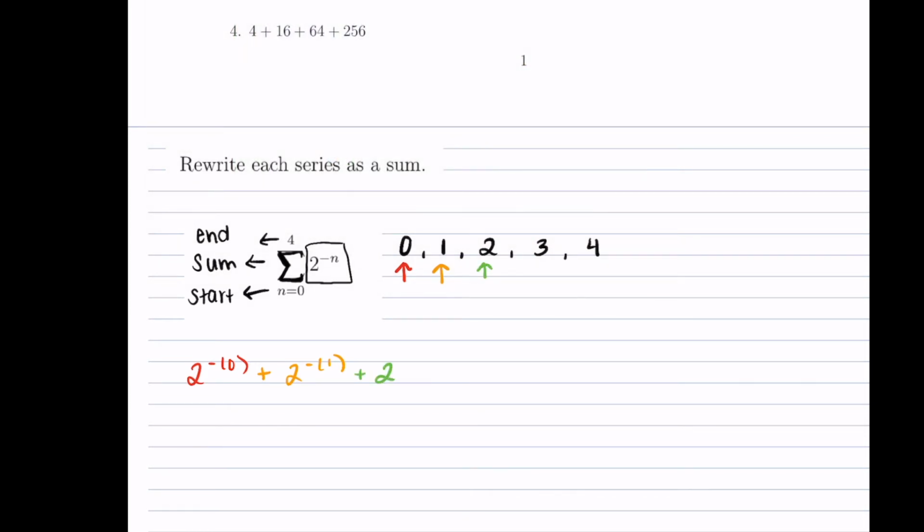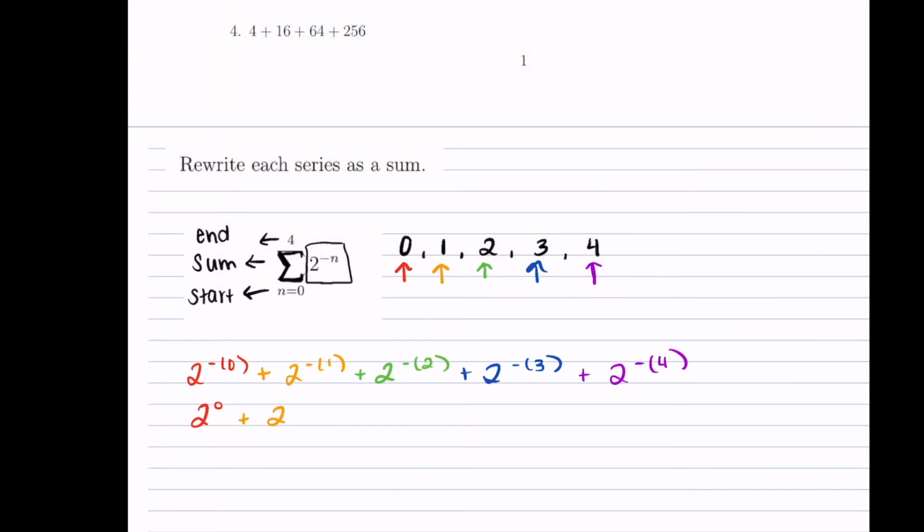For n equals 2, we got 2 to the negative 2. For n equals 3, we got 2 to the negative 3. And for n equals 4, we have 2 to the negative 4. Alright, and let's simplify this, maybe just take it out of parentheses. We have negative 0 is not a number, it's just 0.